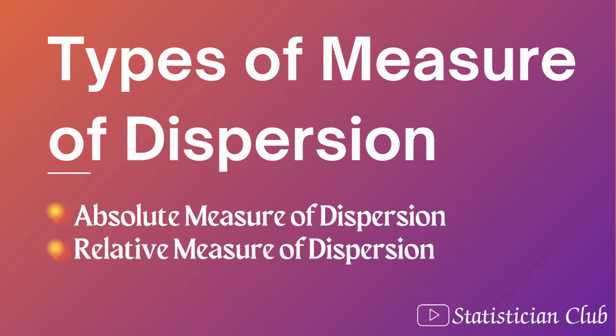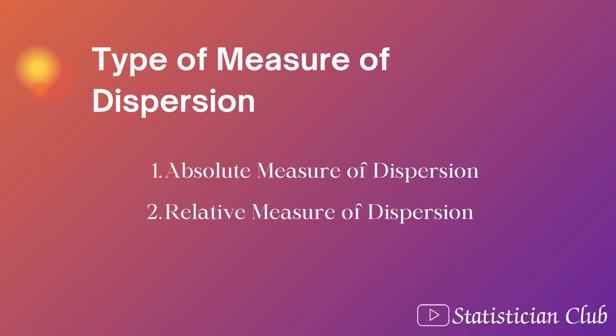In this video, I explain about types of measure of dispersion. There are two types of measure of dispersion. One is absolute measure of dispersion and the second is relative measure of dispersion. What is measure of dispersion? You can find the link of the video about measure of dispersion at the end screen. So in this video, I discuss about absolute and relative measure of dispersion.